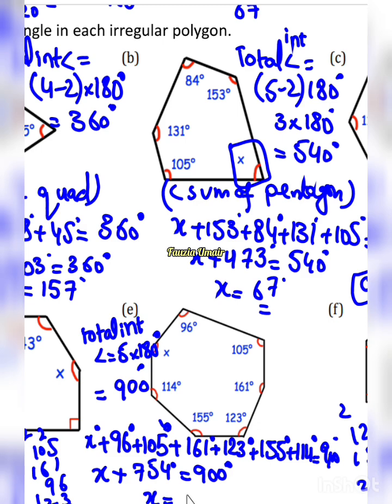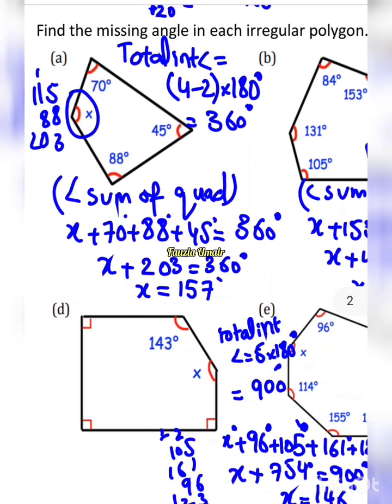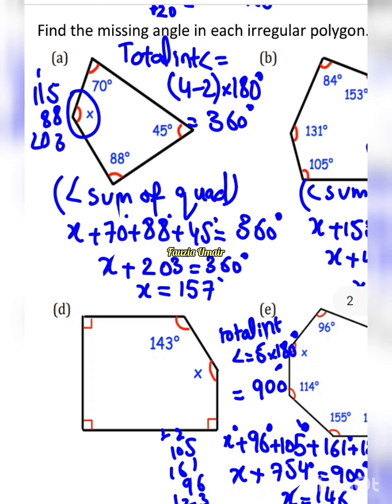So x is equal to 900 minus 754. That is a sensible answer also because I'm expecting x to be an obtuse angle. So 9 minus 5 would be 4, and then it would be 146 degrees. That is a sensible answer because I'm expecting an obtuse angle. So moving on to the last part. Comparatively an easy part.